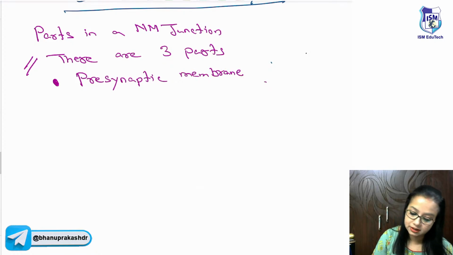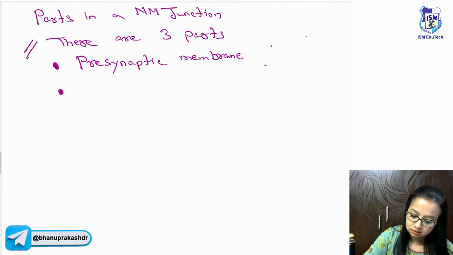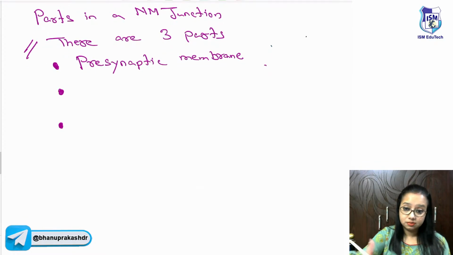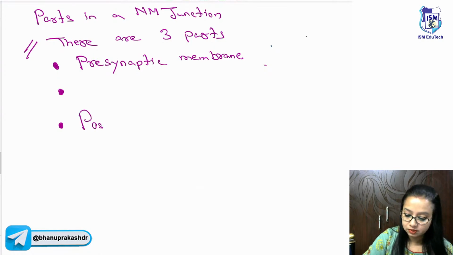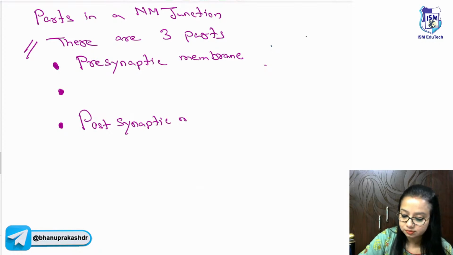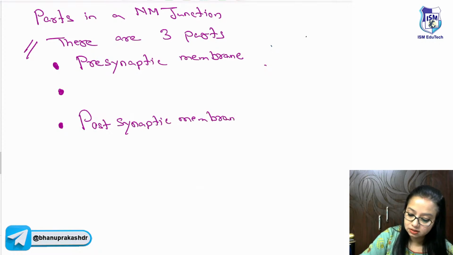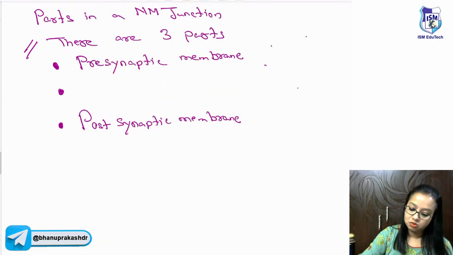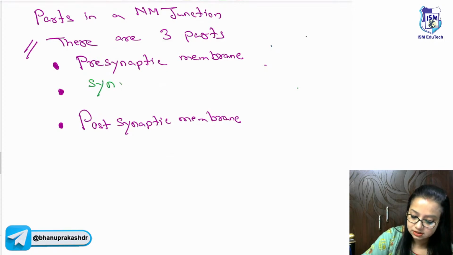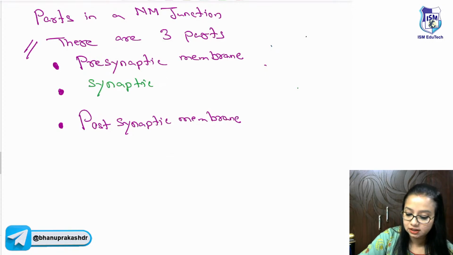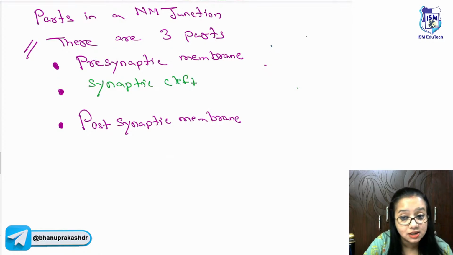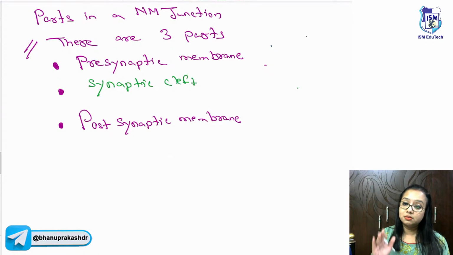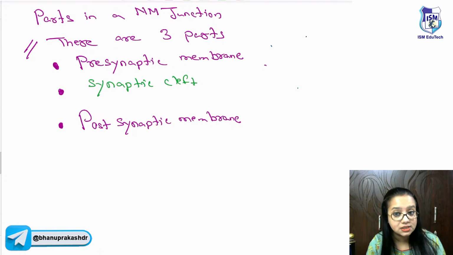Presynaptic membrane. Then we have, after that, postsynaptic membrane. And between the presynaptic membrane and postsynaptic membrane, what is there? There is synaptic cleft, and it is in the synaptic cleft where we have the miniature end plate potential or motor end plate potential, which is miniature in nature.